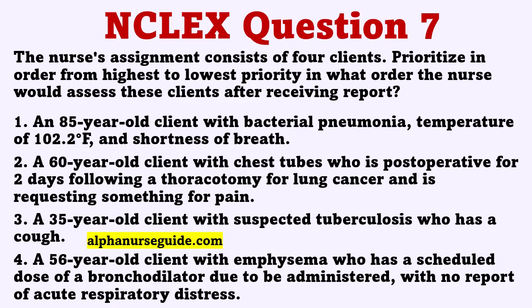Then the nurse should assess the client with a thoracotomy who is requesting pain medication and administer any needed medication. The client with emphysema should be the next priority so that the bronchodilator can be administered on schedule as close as possible. The nurse would then assess the client with suspected tuberculosis and a cough.